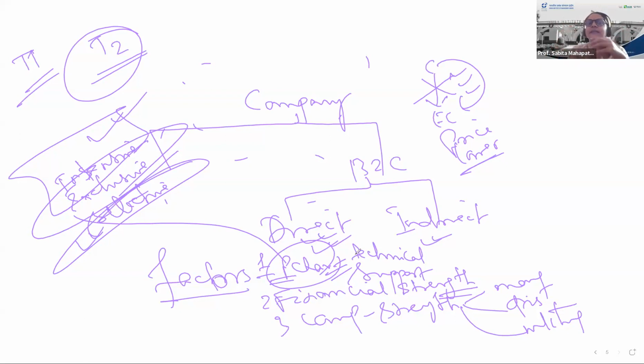Just now a gentleman said data. So if you want data, then you need to go direct. Even if you are buying, you never know what type of data they are sharing with you. Maybe they are not sharing all the data. So therefore, depending on what the company wants and what the company's strength is, you decide direct or indirect.